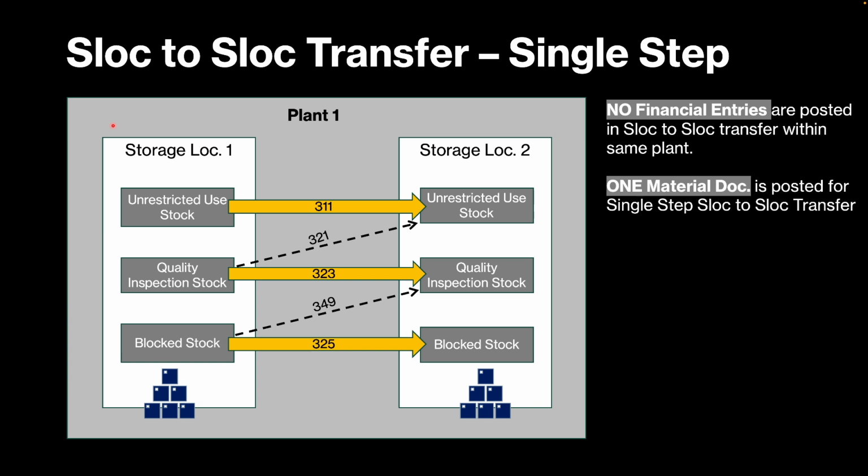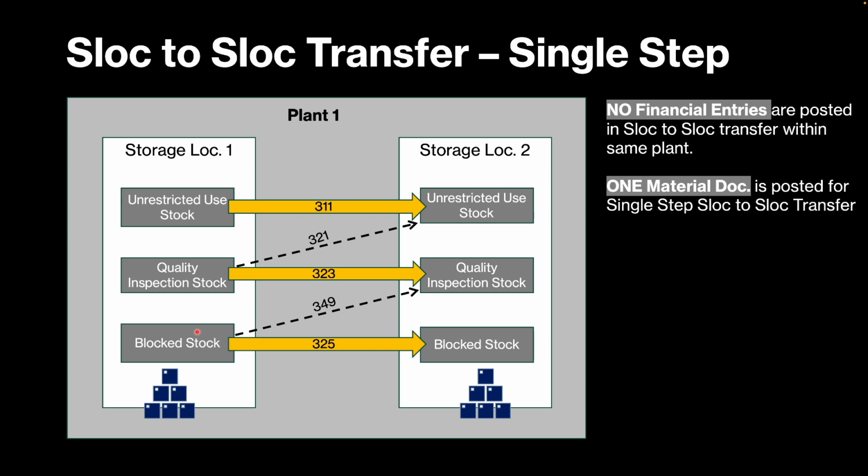Now you can see on the screen all the movement types that you can use to do single step transfer from one storage location to another storage location. So you can see on the screen, you have a plant under which you have two storage locations. The material is physically kept in this storage location, and this stock can be kept in any of these three stock types. The stock types we already have discussed in our last video.